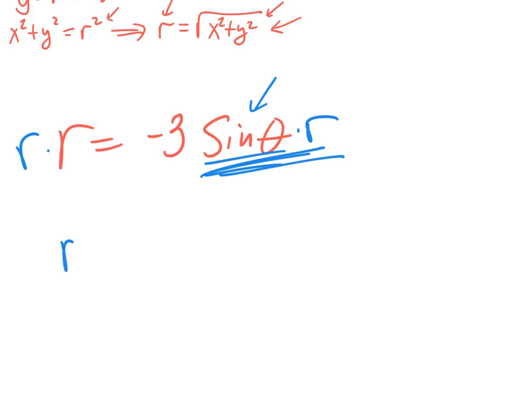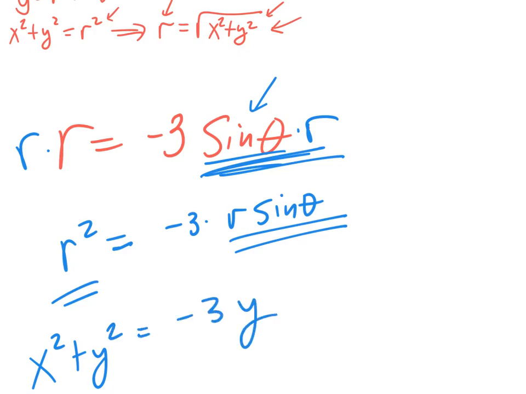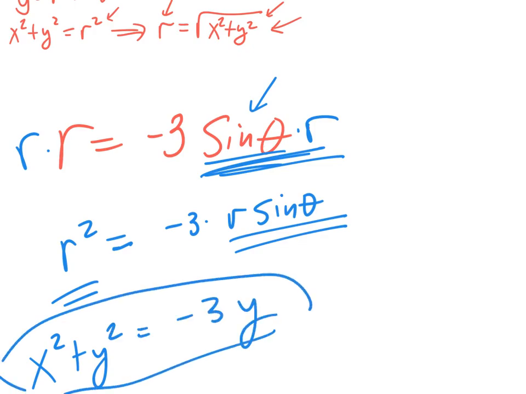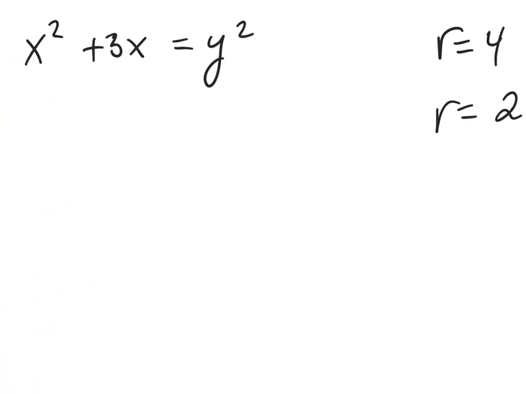All right, so that gives me an r squared here, and I know that one. That's on my list. And over here, I have negative 3 times r sine theta. I just reversed them, and well, there's my y, and there's my x squared plus y squared. X squared plus y squared is equal to negative 3y. And that is now in rectangular. Okay, so that's converting.